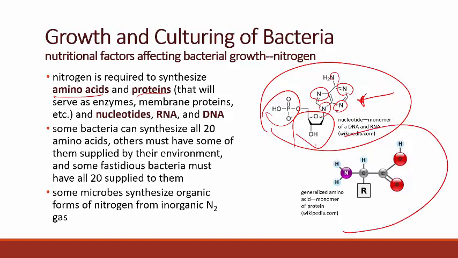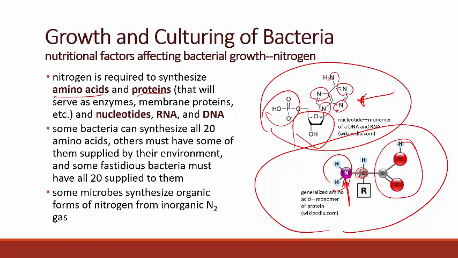As well, this is the generalized view of an amino acid. An amino acid is a central carbon that has a carboxyl group on one side and an amino group on the other side. The amino group is built around a nitrogen. So we can't build either DNA, RNA, or proteins without nitrogen available.